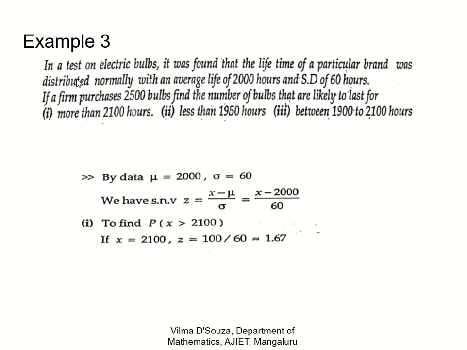What are you required to find? You are required to find the number of bulbs that are likely to last for more than 2100 hours. That is, you need to find the probability of x greater than 2100 and multiply that by 2500. Here, P of x less than 1950 into 2500, and here 2500 into P of 1900 less than x less than 2100.